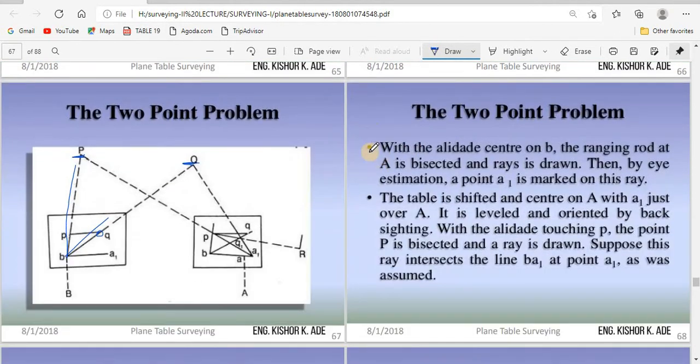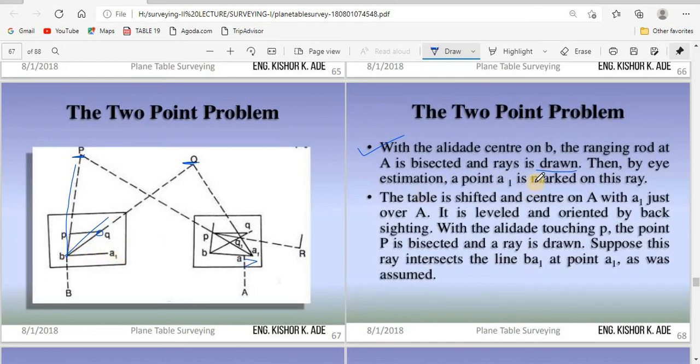After that, with the alidade centered on B, the ranging rod at A is bisected and the ray is drawn. A new point has to be established, which is your point A. So we approximately take a point A and fix a ranging rod at point A. Then touch the alidade at point B and bisect the ranging rod at A. With the alidade centered on B, the ranging rod at A has been bisected and a ray has been drawn.